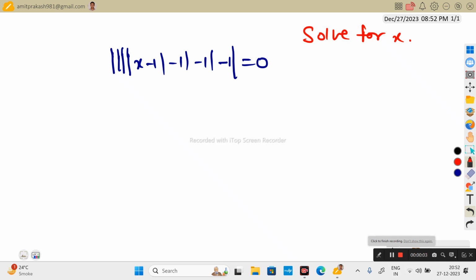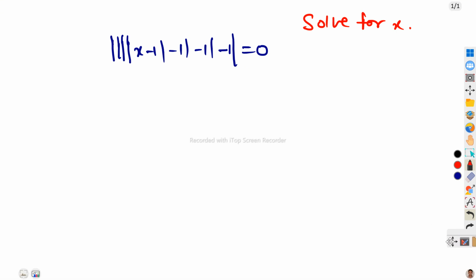Hello friends, we are going to solve an equation which is based on absolute value functions. We are given that ||| |x − 1| − 1| − 1| = 0.